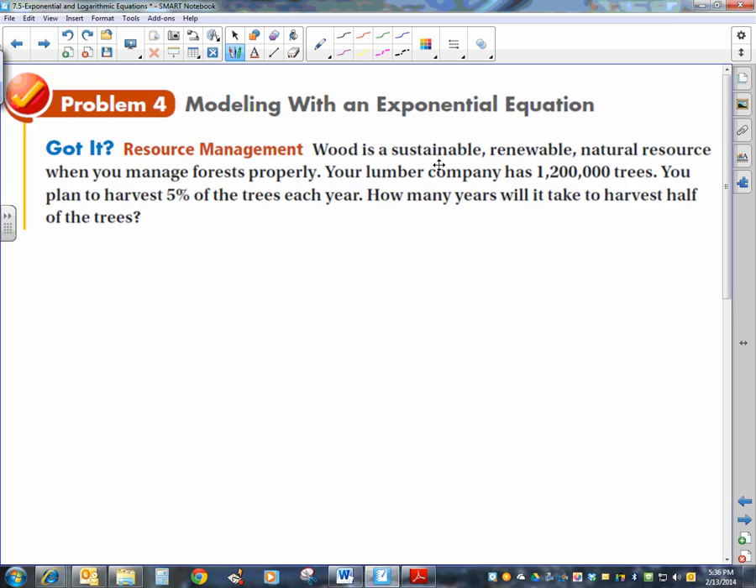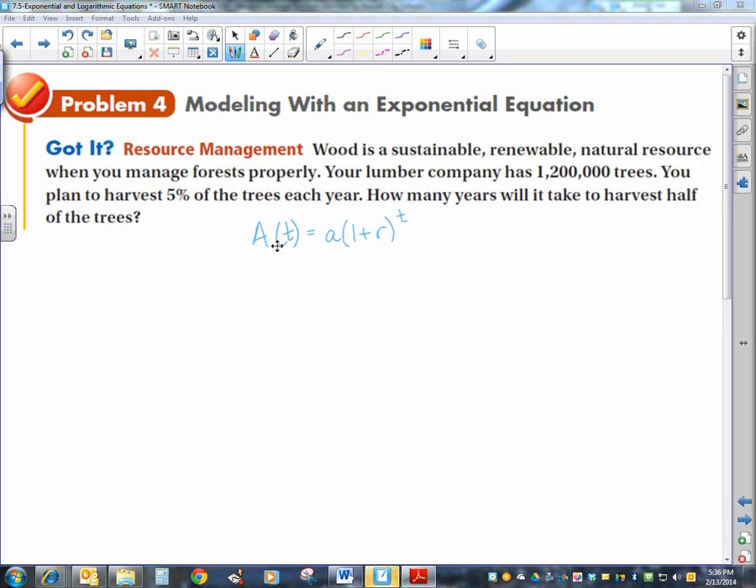What is a sustainable, renewable natural resource when you manage forests properly? Your lumber company has 1.2 million trees. You plan to harvest 5% of the trees each year. How many years will it take to harvest half the trees? Okay, this is an exponential growth problem that we have had in the past, and our formula was a sub t equals a times 1 plus r to the t.